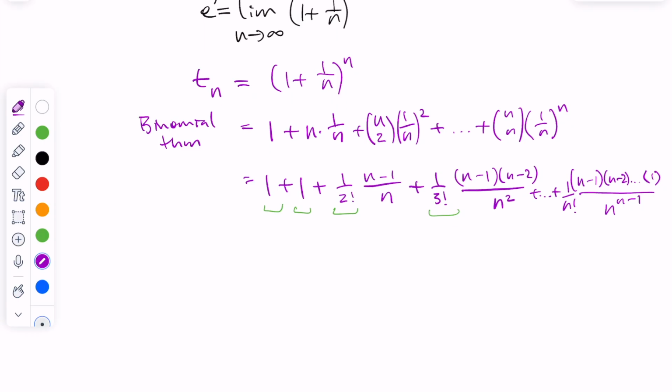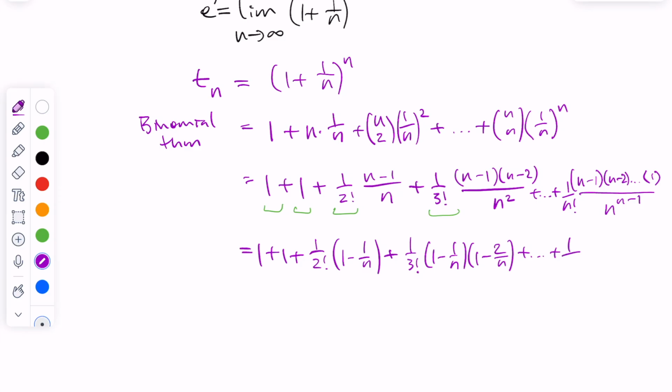Yeah, so the easiest way is probably to rewrite it as this: 1 plus 1 plus 1 on 2 factorial times (1 minus 1 on n), plus 1 on 3 factorial times (1 minus 1 on n)(1 minus 2 on n). The last term is 1 on n factorial times (1 minus 1 on n) dot dot dot (1 minus (n minus 1) on n). So you can check that these two things are the same.